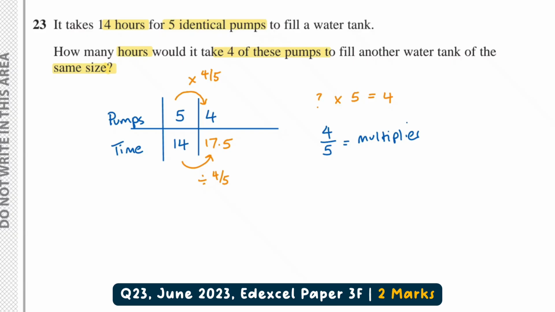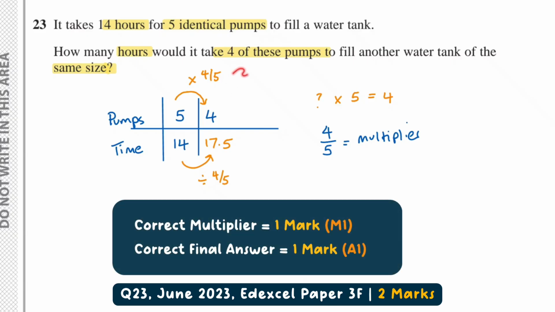This question is worth 2 marks. The first mark is a method mark, and it's for finding the multiplier. So you'd get the mark if you've written 4 divided by 5, or times 4/5, or times 0.8, which is equivalent to 4/5. The second mark is an accuracy mark, and this is for the correct answer of 17.5 hours.